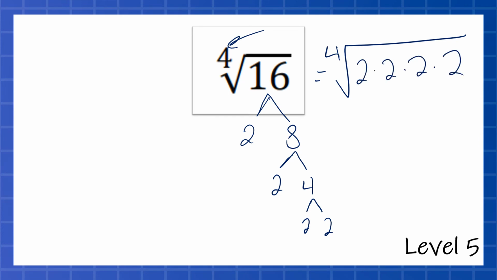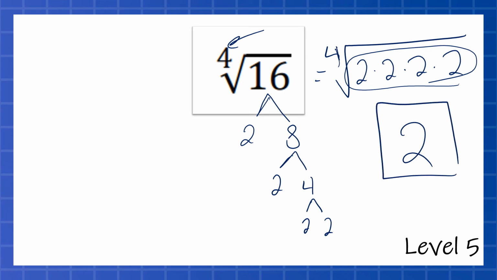I'm going to double check in my calculator. 2 times 2 times 2 times 2. Yep, that equals 16. So notice that our index is 4, which means I'm going to take all 4 of those and crunch them down to just a single 2. So the fourth root of 16 is 2.